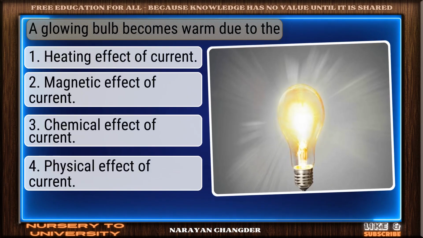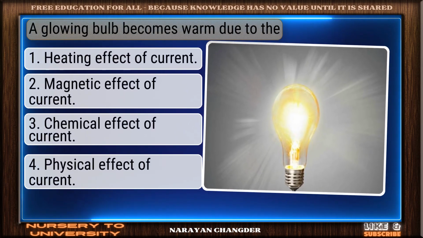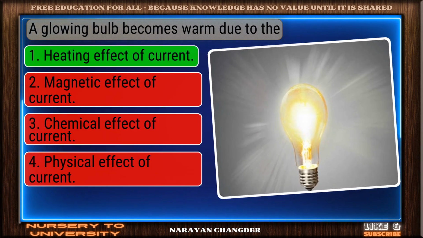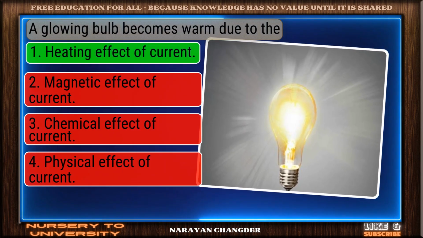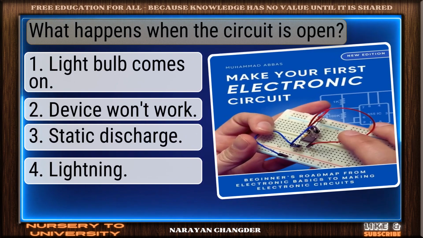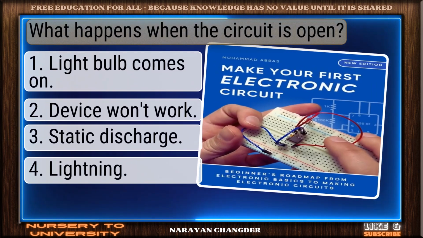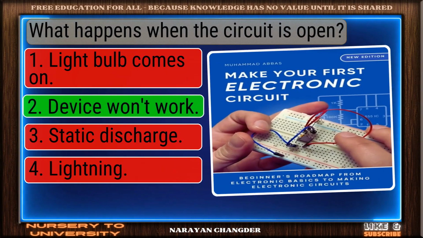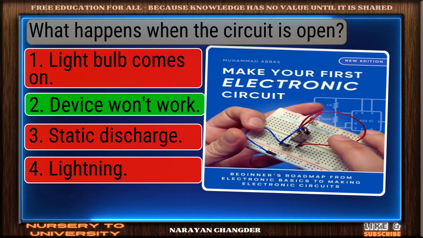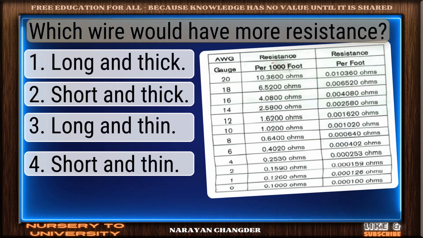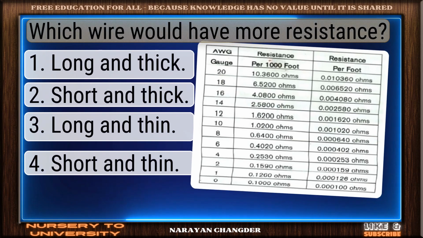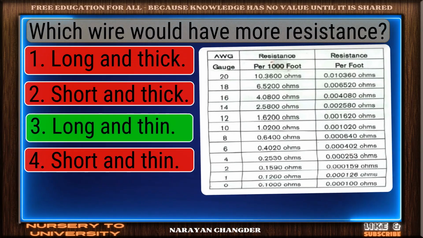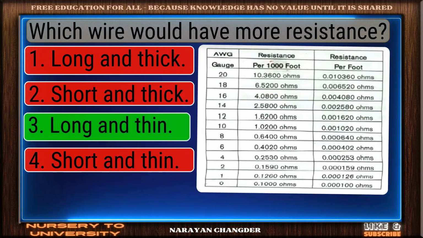Question number 166. A glowing bulb becomes warm due to the. Well done. Heating effect of current is the right choice. Question number 167. What happens when the circuit is open? Right again. Device won't work is a valid answer. Question number 168. Which wire would have more resistance? Smart move. Long and thin is an accurate answer.